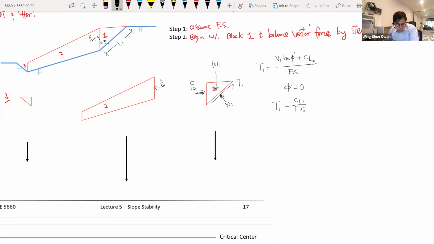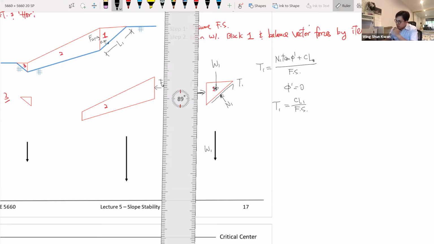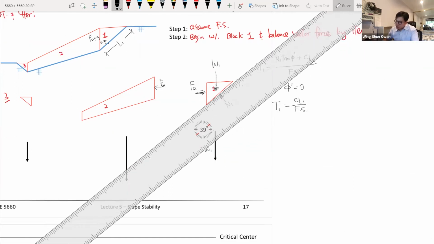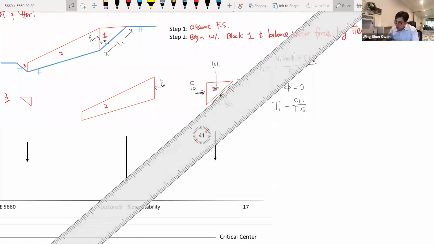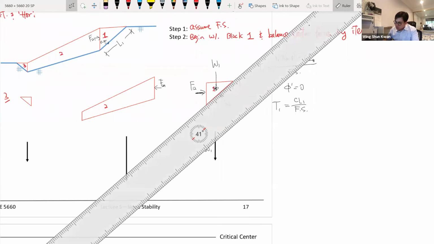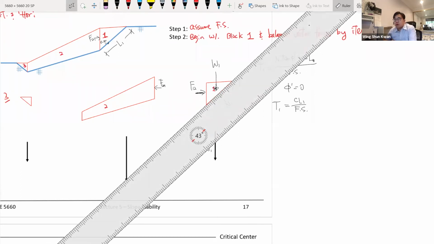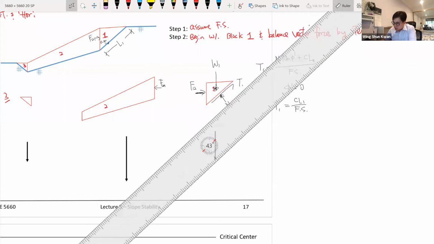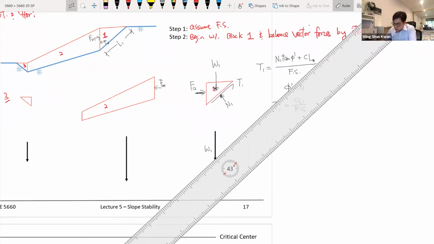There's no friction angle. So you know your W1. And now you know the orientation of T1. So this is your T1, and you can calculate this. The orientation of T1 is a vector, so you need to know the orientation and also the scale. So let's say you know T1 now. So this is your T1.